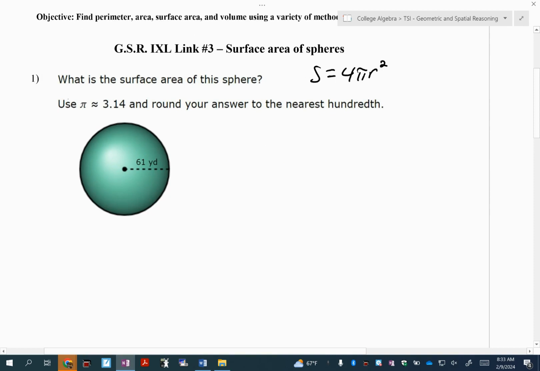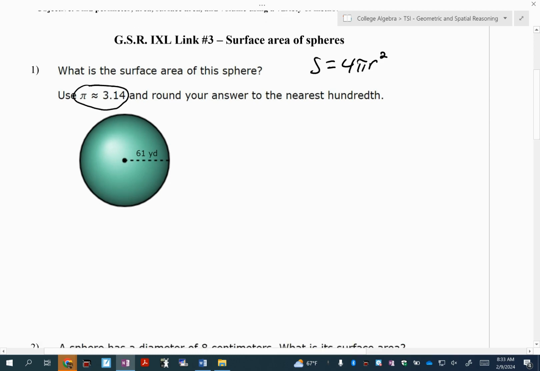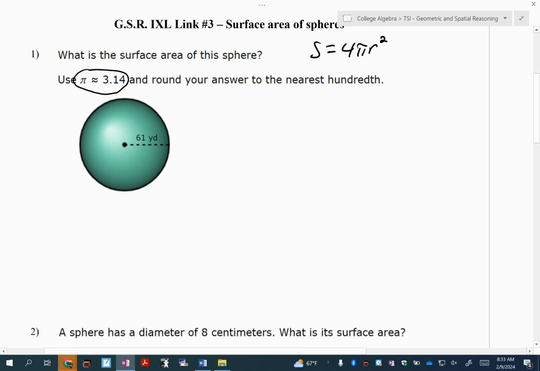Now in this link, it's going to ask you to approximate pi using 3.14. So make sure you're doing that. Otherwise, you're going to get the incorrect answers. In this one, they're giving us a radius of 61 yards. So I'm going to type in 4 times the approximation for pi times 61 squared. Excuse me. So you're going to use your calculator.